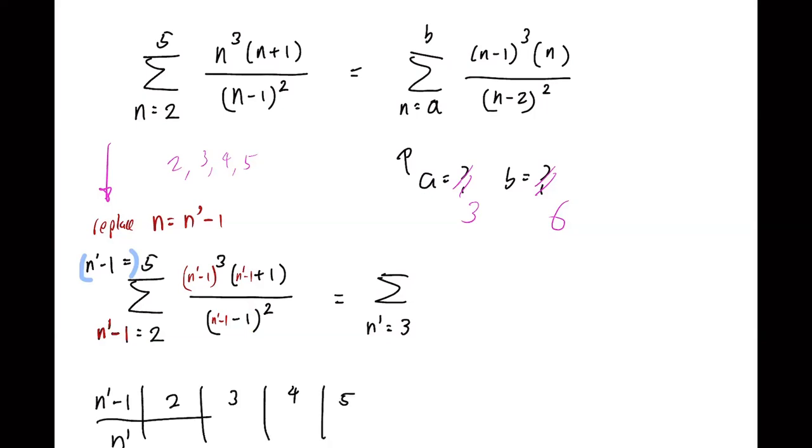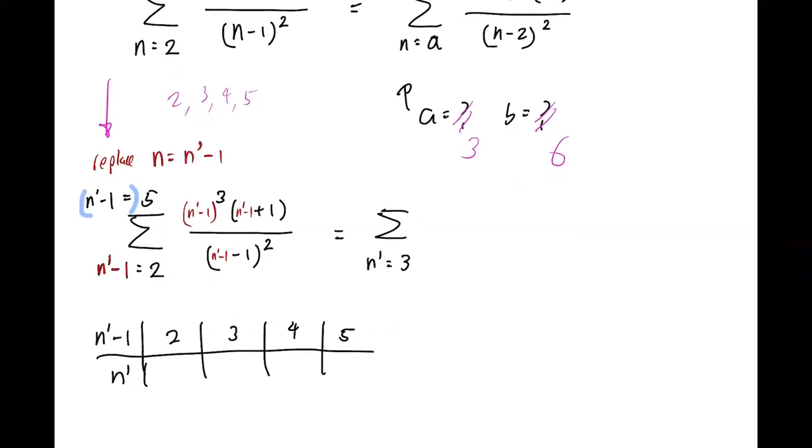So now what is n prime? It's 3, then 4, then 5, then 6. But in summation notation, we never write the in-between numbers. We focus on the start and the end, so it's just a 6. Is it clear? Then how about the expression inside?